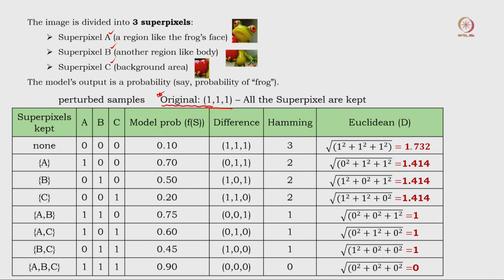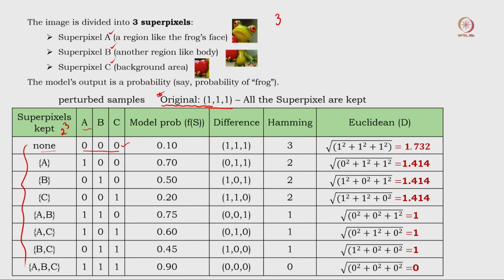Then consider every possible subset. If the number of features here is 3, then the number of subsets will be 2 to the power of 3. These are 8 different combinations. Now, how are we going to understand what these are, such as 0, 0, 0? The meaning of none is that no superpixels are kept. So, when no superpixels are kept, all the values will be 0.